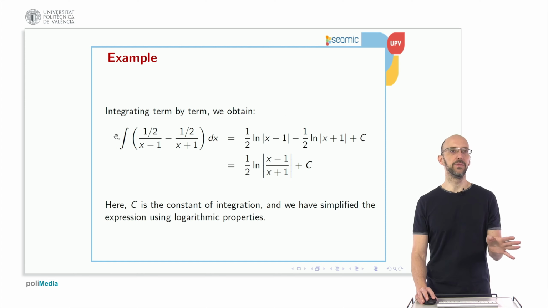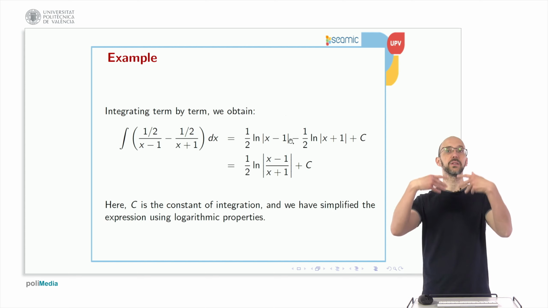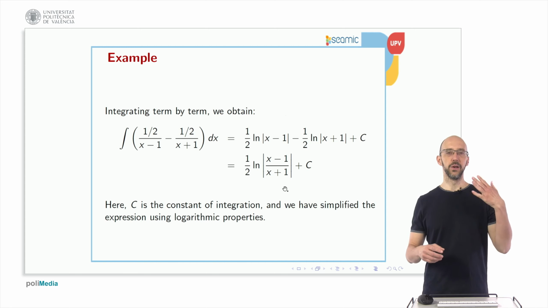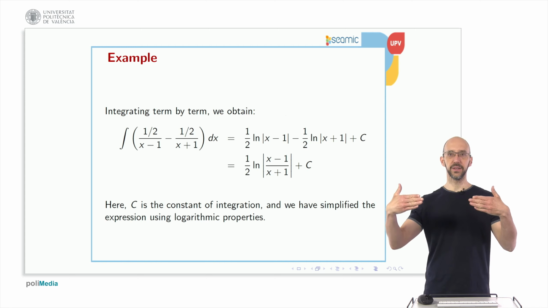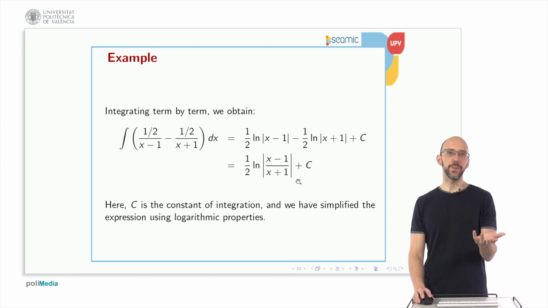So 1/2 moves outside. 1 over x minus 1, the derivative of the denominator is on the numerator, perfect, it is the logarithm of the absolute value of x minus 1. Minus 1/2, I just do the process again, this is a constant, move it outside of the integral, and then the integral of 1 over x plus 1, since the derivative of the denominator is on the numerator, it's a logarithm again. So logarithm of x plus 1. In the last part, I just apply a property of logarithms. The logarithm of something minus the logarithm of something is the logarithm of the quotient. So it's more beautiful to write the last equation like this, okay?